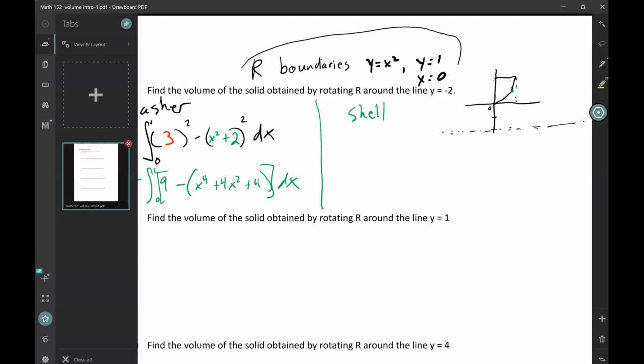That's one of the reasons why we have the two methods, because sometimes we set up an integral in terms of x and it's not doable, but if we switch it into terms of y, it is doable, or vice versa. So anyway, here we go, the shell method.